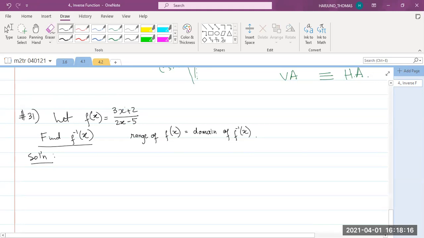Do it in 4 steps. First, replace the f(x) by y. Second, swap x and y. Third, solve for y. And then fourth, write that as f inverse of x. That should take you around 5 minutes. Together with our break, 10 minutes. We come back at 9:35.